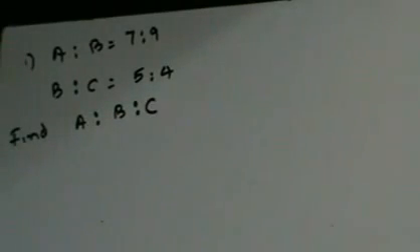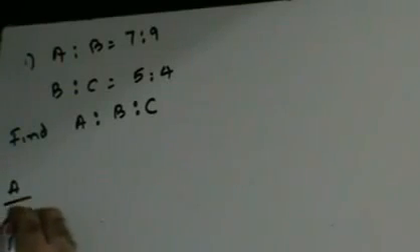Let's see this. If A is to B is 7 is to 9 and B is to C is 5 is to 4, find A is to B is to C. Now see, A is to B is given to you as 7 is to 9. B is to C is given to you as 5 is to 4.